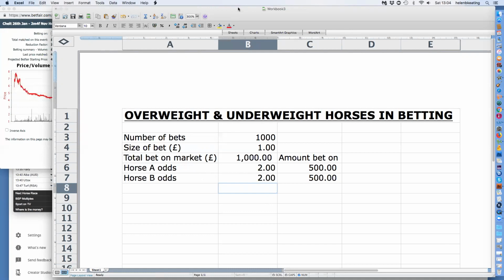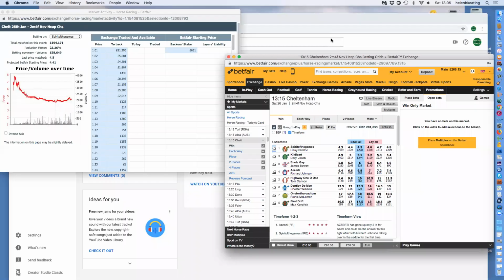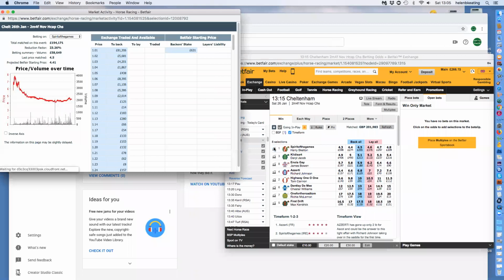Now we'll just go to a real life situation, and we'll see how that affects how we think. So we're now going to look at the 13.15 at Cheltenham. It's a 2-mile 4 furlong novice chase handicap, and we have 8 selections, and we're going to look at this particular horse here, which is Spirit of the Games, and see what the situation is. So at the moment, the last price matched is 4.5.